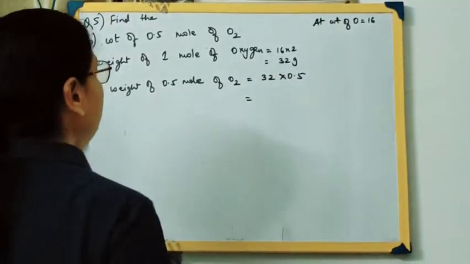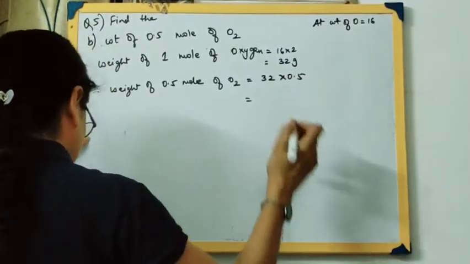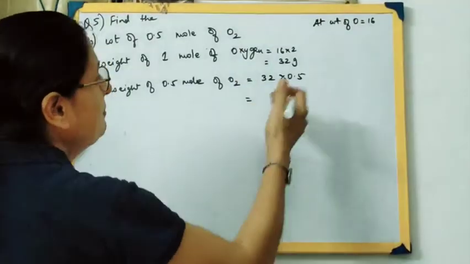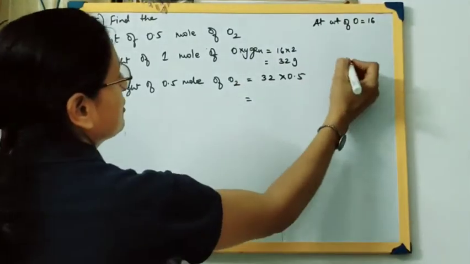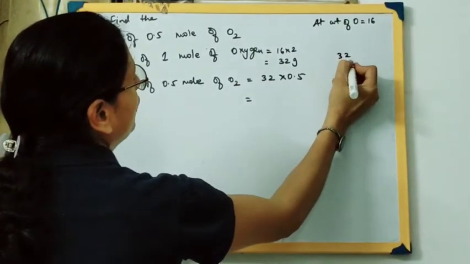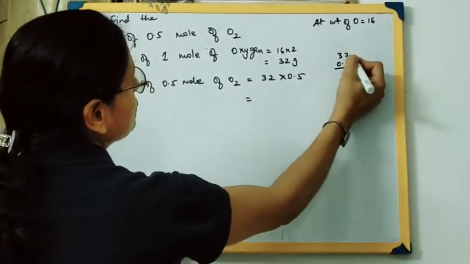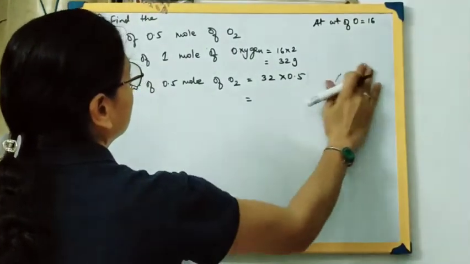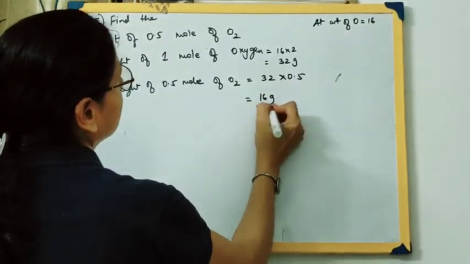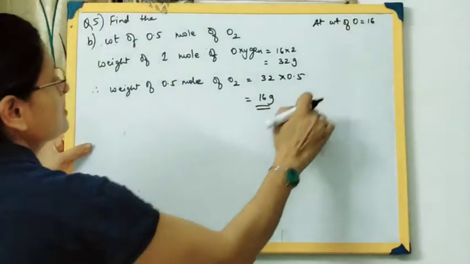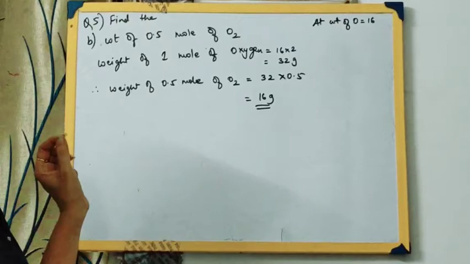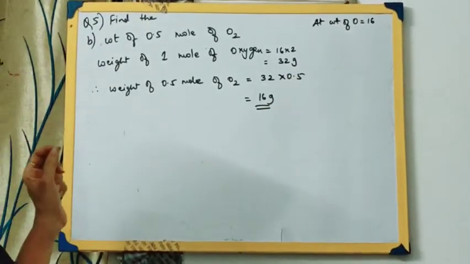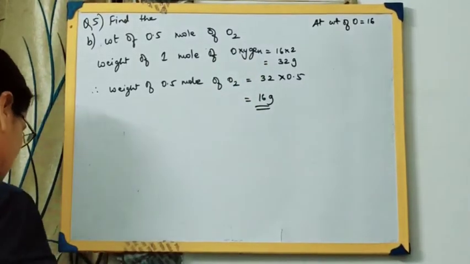So 0.5 into 32, you just multiply it, that is the same as dividing by 2, or just 32 into 0.5. I hope everybody knows this, so we will get 16 over here. So this will be equal to 16 grams. I hope everybody knows how to multiply 32 into 0.5. That's very basic, so I don't need to show it over here. If anybody is not clear, later on we can come back to this.